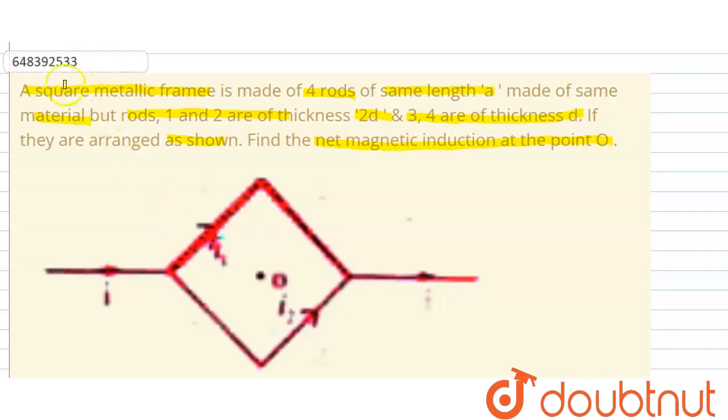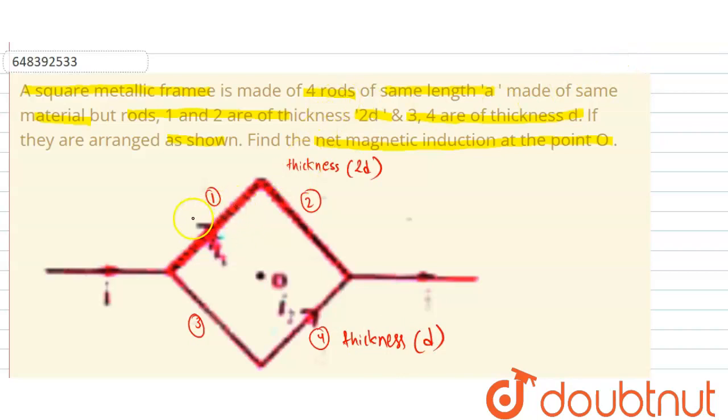So this is the diagram. This is first rod, this is second rod. These two rods are of thickness 2D. This is third rod and this is fourth rod. This third and fourth rod are of thickness D.